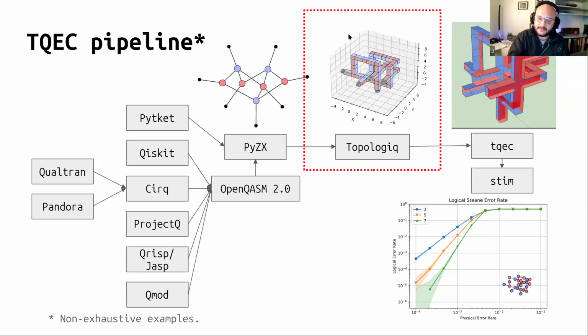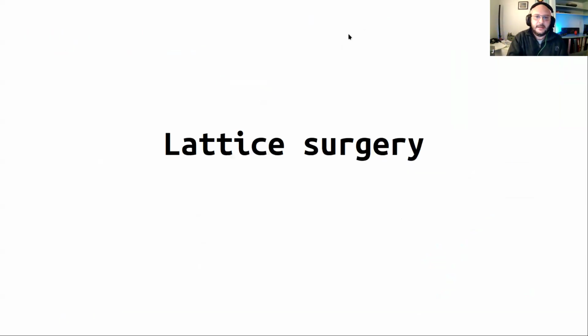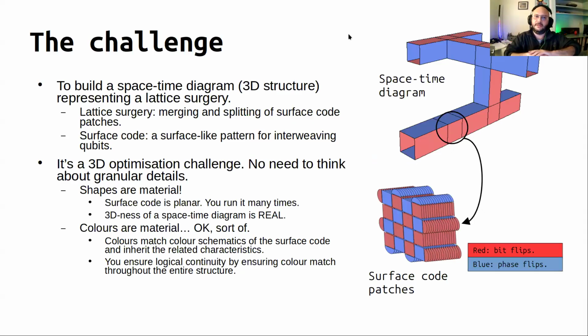So now let's focus on this red bordered area. We're going to start a little bit with what lattice surgery is, which is what Topologic does. It does algorithmic lattice surgery, but we're going to do it in a very different way from how it's usually done. We're just going to focus on the outcome of a lattice surgery. And the outcome is something called a space-time diagram. That's, for all practical purposes, a 3D structure that represents a lattice surgery.